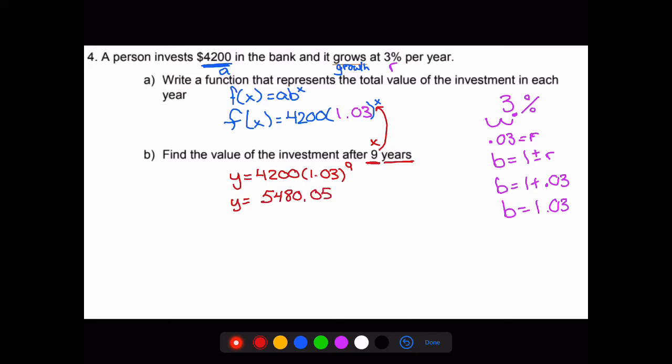5,480.05. Now again, we're rounding to the nearest cent because this is a value of money. So we're going to round to the nearest cent to know how much money we have in our bank account after those 9 years. So in 9 years, we earned $1,280.05. All right, moving on.